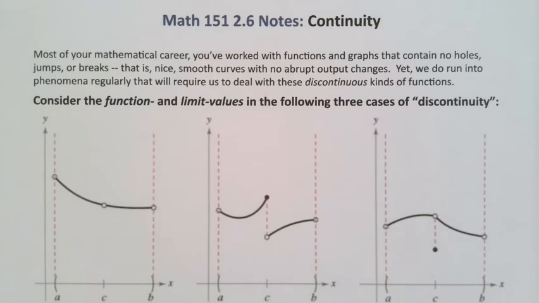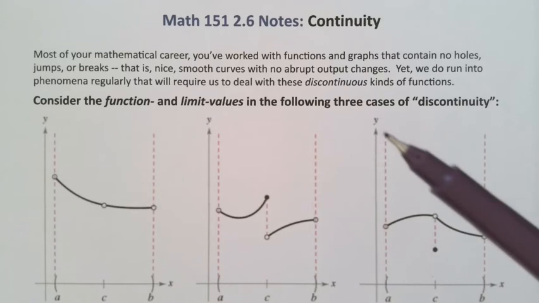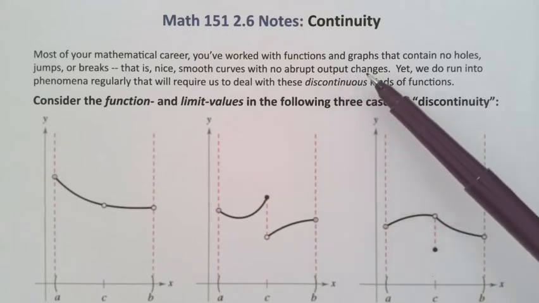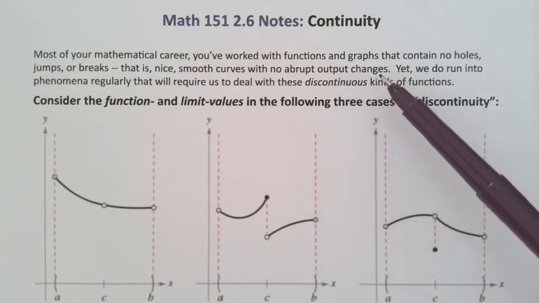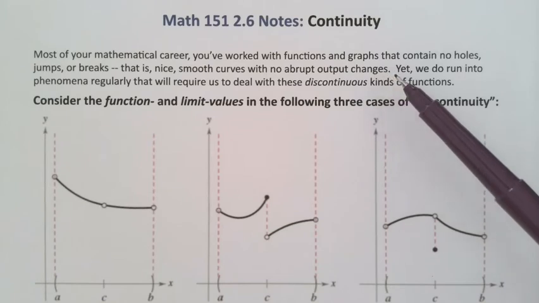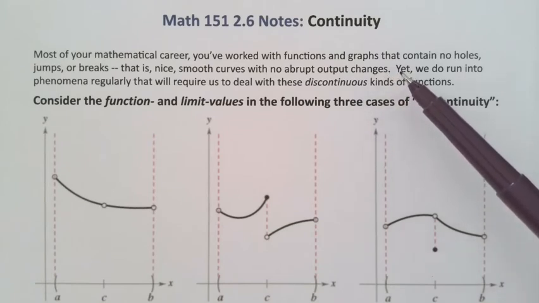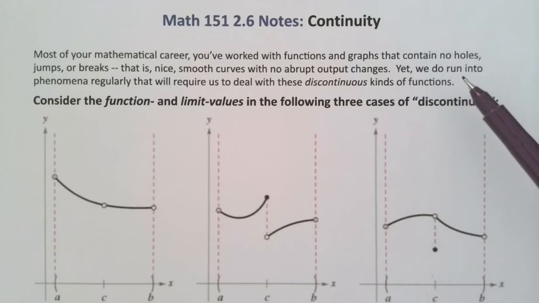Namely, you're used to having smooth curves that are nice, they have no abrupt changes, no weird holes in them, none of that stuff. The one exception to that would be vertical asymptotes, right? And when we deal with vertical asymptotes, we make a big deal out of them in algebra and pre-calc, for good reason, because vertical asymptotes are special. But we do regularly run into phenomena that require us to have discontinuous functions to model them. It actually happens more often than you might think.